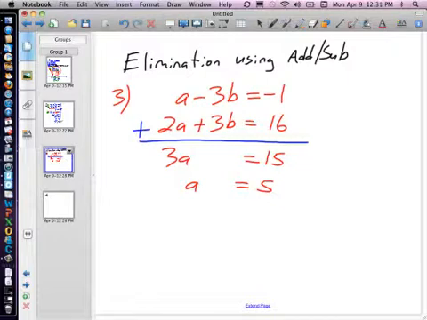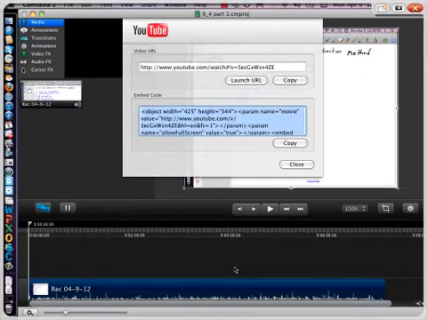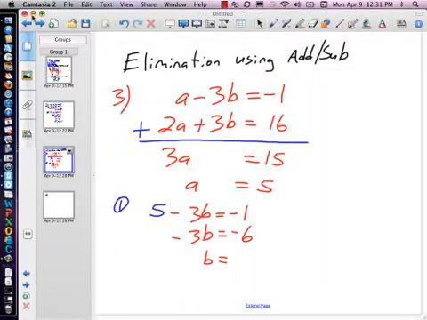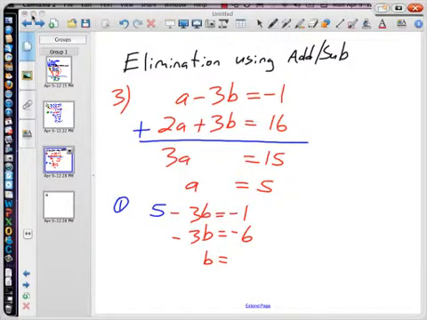Again, we're going to plug that into one of these equations, equation 1 or 2. Neither of them look particularly nice. I'm going to go into equation 1. So we'll substitute that 5. So into equation 1 we have 5 minus 3b equals negative 1. I'm going to subtract 5 from both sides and get negative 3b equals negative 6. I'm going to divide both sides by negative 3. Negative 6 divided by negative 3 is positive 2.